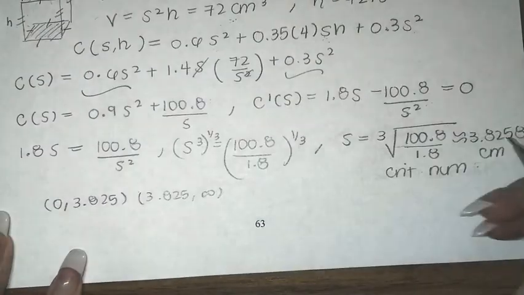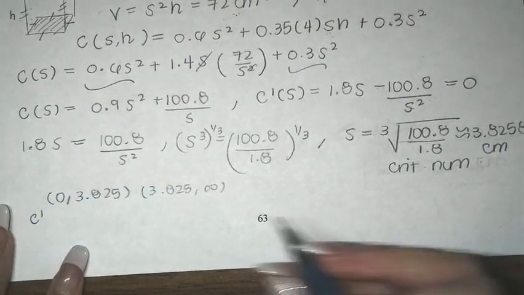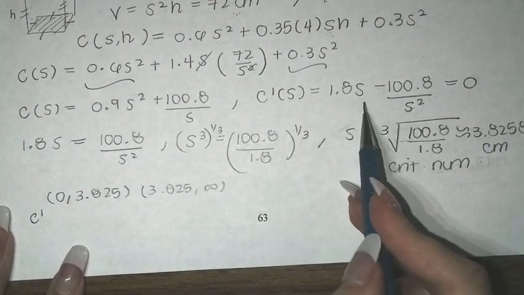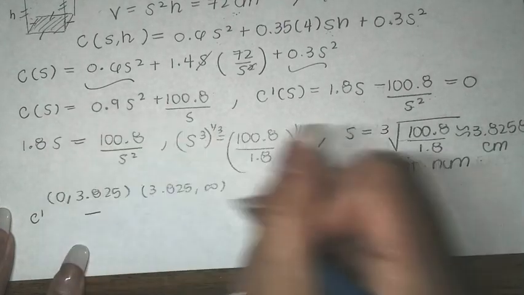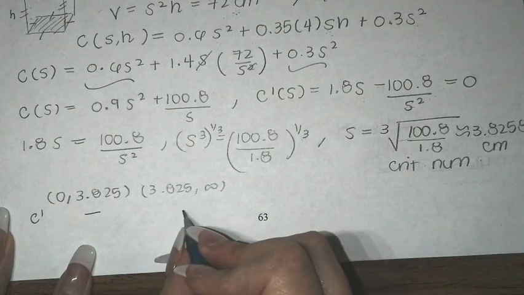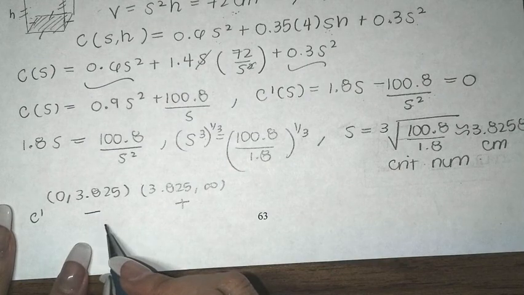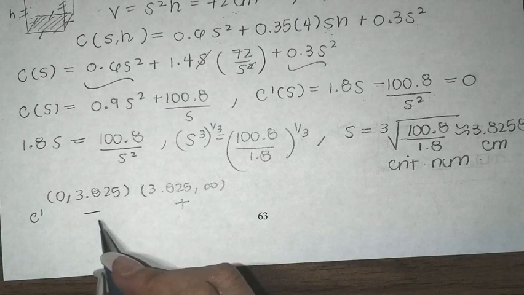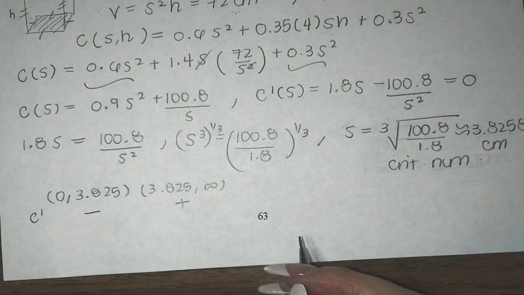Then you are going to evaluate C prime there. Here's your C prime. So I would select a value such as 1. If you have 1 there, that's going to be negative. If you select a number like 4 here, that's going to be positive. So by the first derivative test, you know that this is a relative minimum, because C prime is changing from negative to positive there.